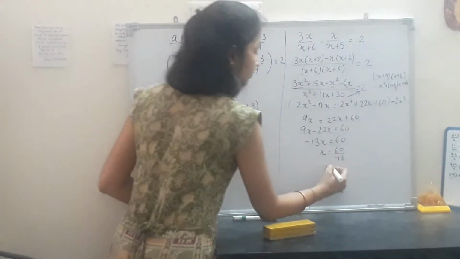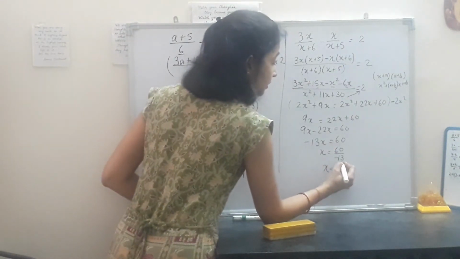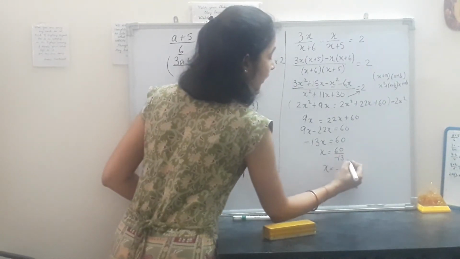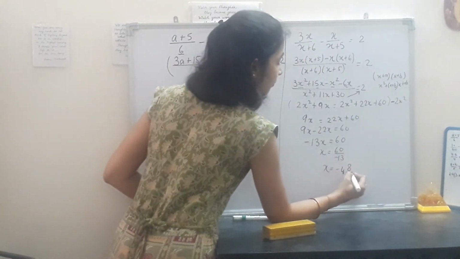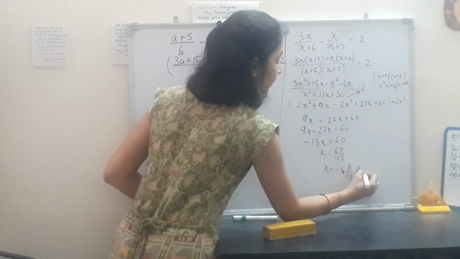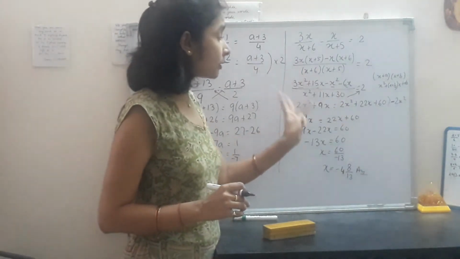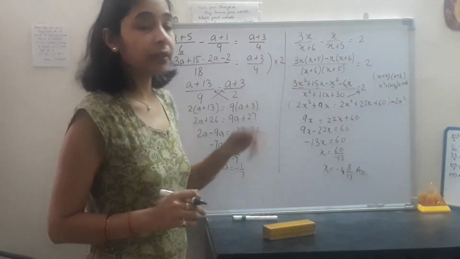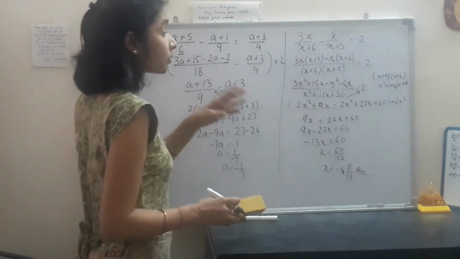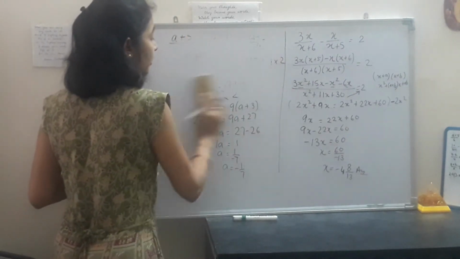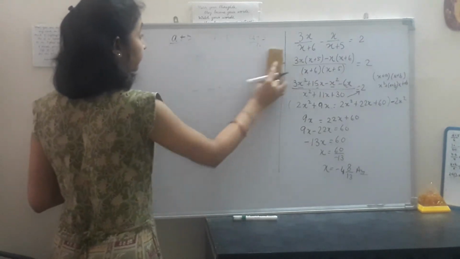So changing into a mixed fraction, we get minus, 13 fours are 52, and then what remains? 8 upon 13. That's the answer. Is that clear? So we are using both the things, that means adding, subtracting, multiplying, dividing on both the sides, as well as transposing, in solving all the equations. Now let's take the third example.